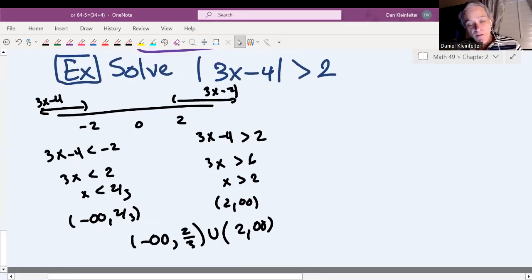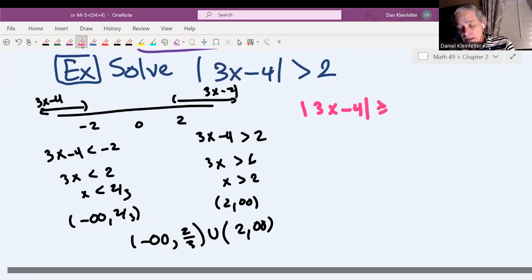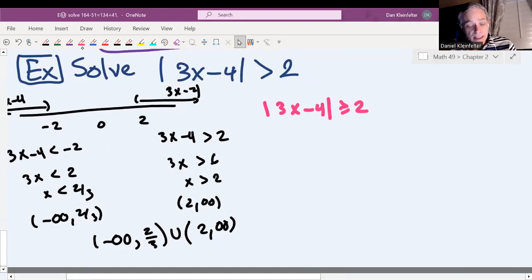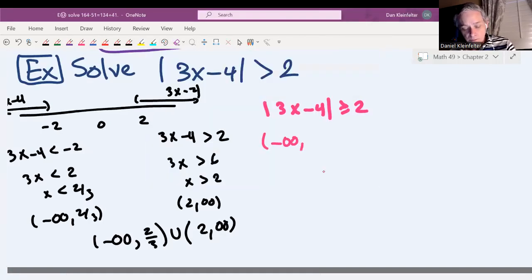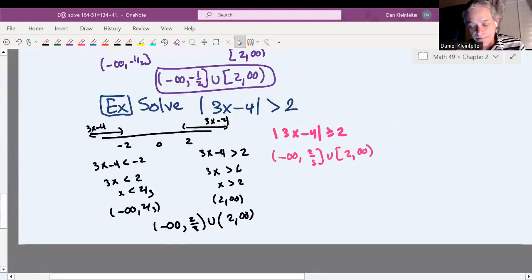Again, here, notice that because of the fact that this was a strictly greater than, we had parentheses on it. If it had been a greater than or equal to, I'll give you an extra example. If it had just said greater than or equal to 2 and everything else was the same, the only difference would be, that's too quick, sorry. The only difference would be on the 2/3 side, we would have a square bracket. And on the 2 side, we would have a square bracket, but everything else would be the same.